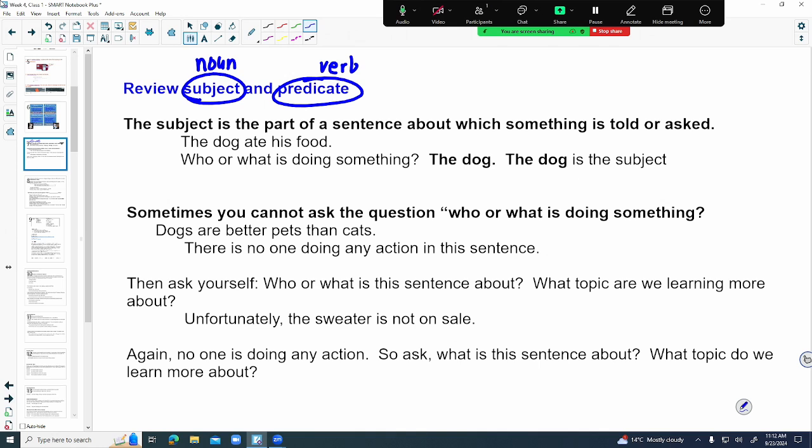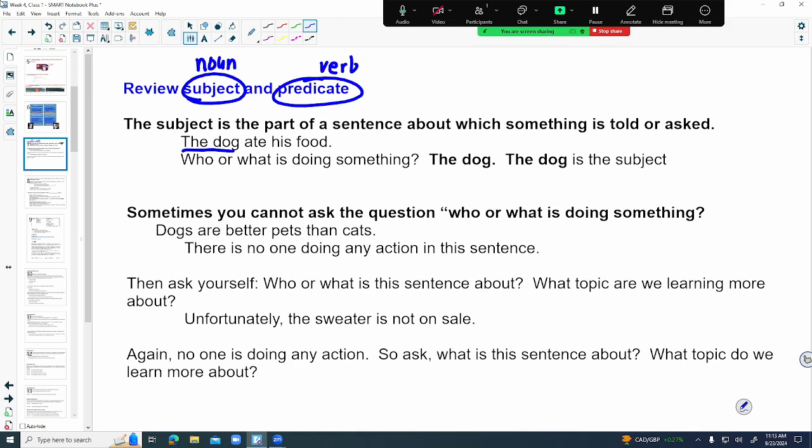So, the dog ate his food. Who or what is doing something in that sentence? Well, the dog is. The dog is the thing that ate its food. So the dog is the subject. Most of the time you can ask who or what is doing something and you can get an answer.